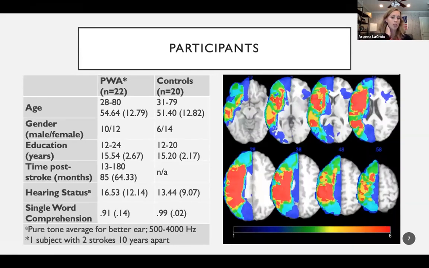So to answer this question, we recruited 22 people with aphasia, as well as 20 matched controls. And the controls were matched on age, gender, education, and hearing status. And then we also got a measure of single word comprehension from each group. And this was important as when we talk about the auditory task that we use, there is a single word in it. So we wanted to make sure that everyone was above chance on there, especially in that aphasia group, and they are. Over here, we're looking at a lesion overlap map of our participants with aphasia. So you can see that we have good coverage of the left hemisphere, even in this relatively small sample size.